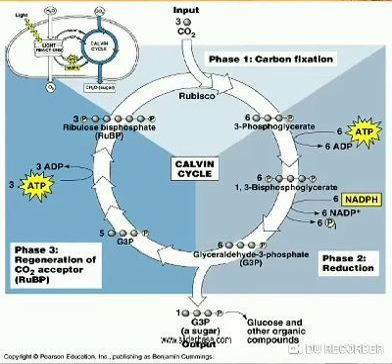The Calvin cycle takes place in the stroma of the chloroplast. The first stage is the carbon fixation. With the use of Rubisco, electron carriers convert carbon dioxide and water into organic compounds.